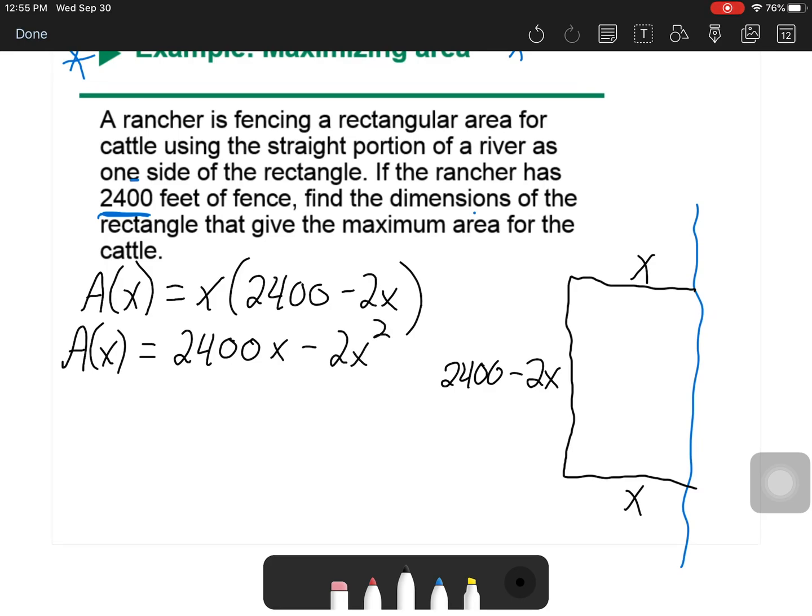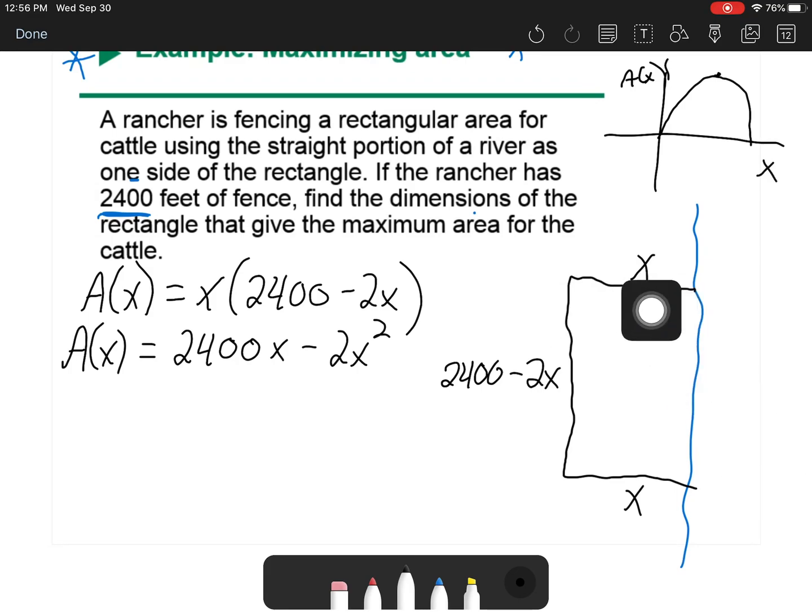Okay, so it's going to be a parabola that opens downward because we have a negative 2 as our a value in this case, right? And so when I think about a graph that looks like that, it's going to be a parabola that has a maximum value because it opens downward. So what we want to look at is, this would be our area, and then this would be our x value, which represents our width.